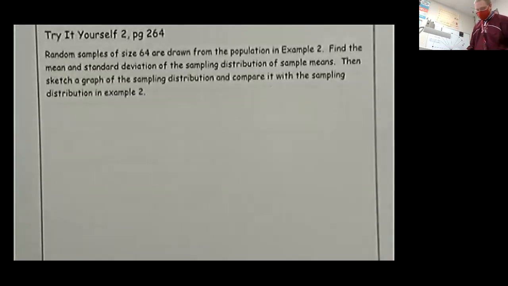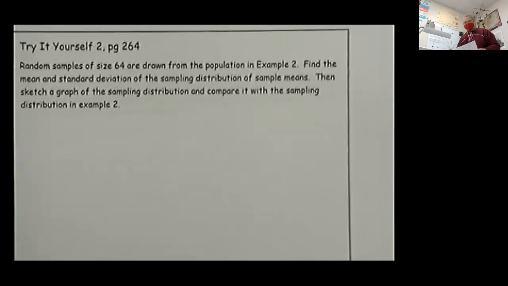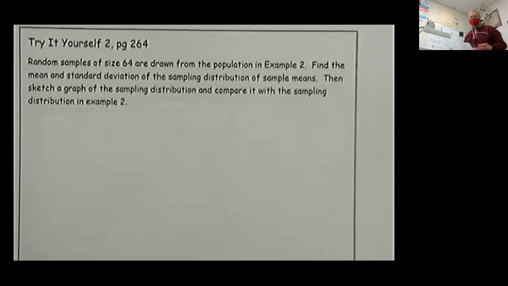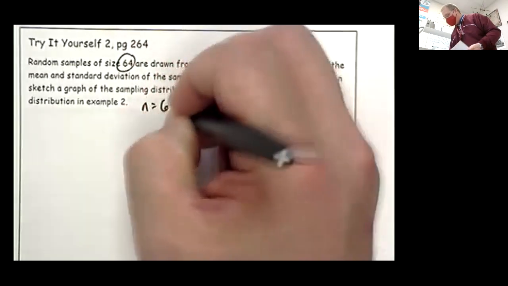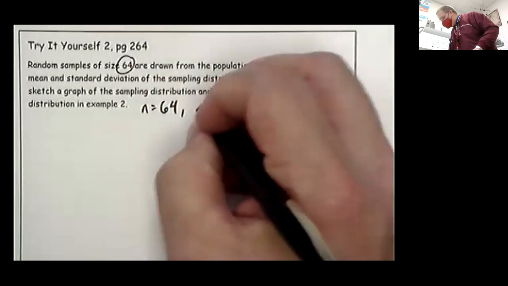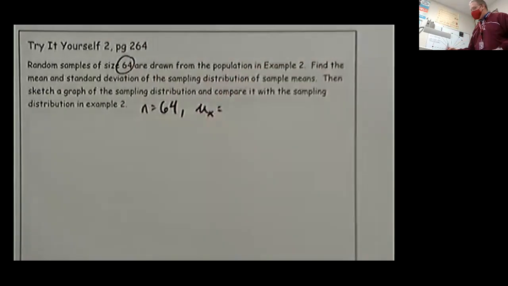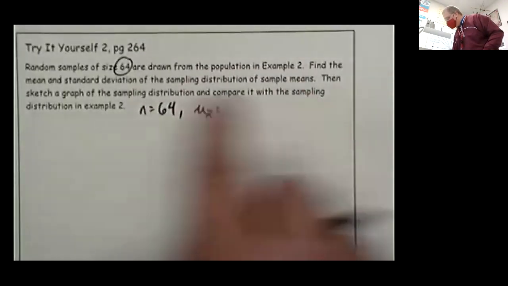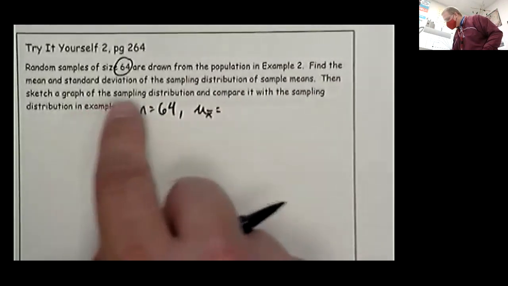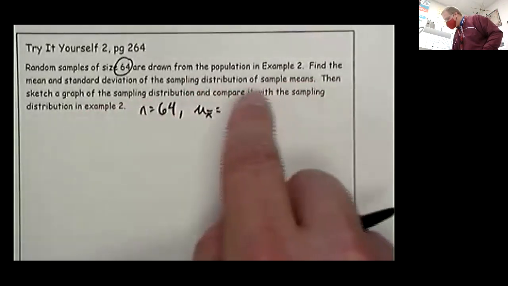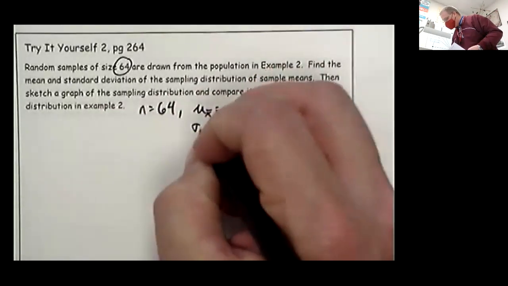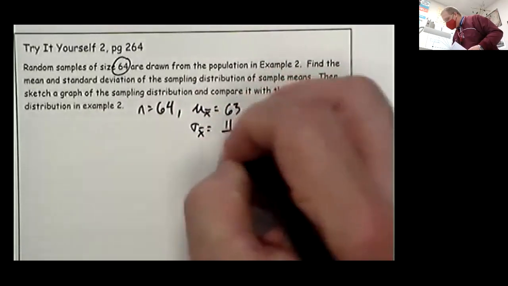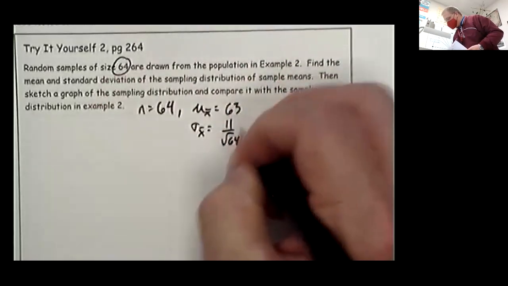Go ahead and pause the video and try it yourself too on your own, and then play the video and see how you did. All right, the first thing we need to look at is can this be normally distributed? Yes, we can, because n is 64. Therefore, everything applies. The mean of the sample approximates the mean of the population, and that is the same. We're doing the same problem, so that's still 63. However, our sigma changes. That's going to be 11 divided by, because n changed, the square root of 64.